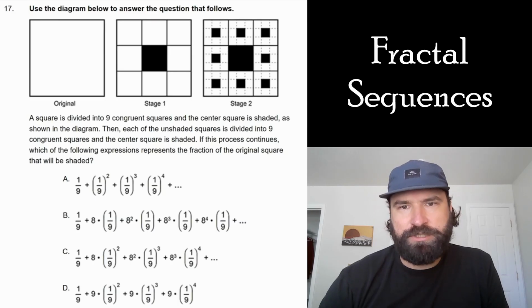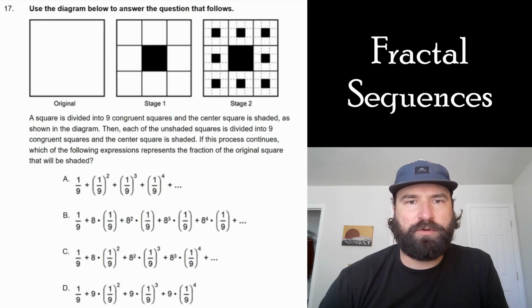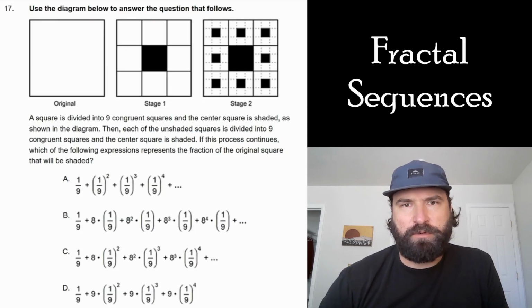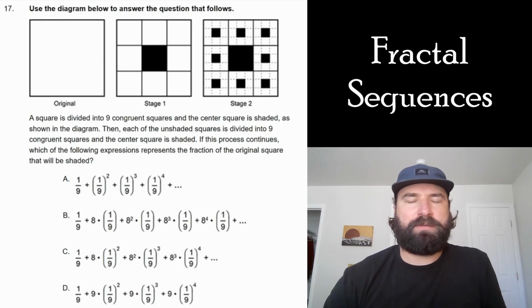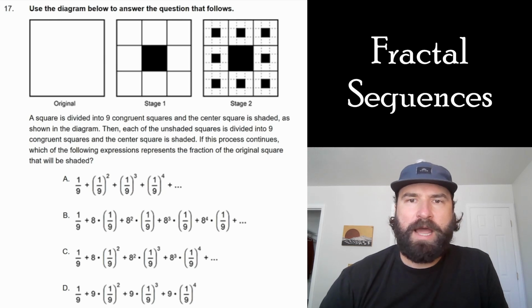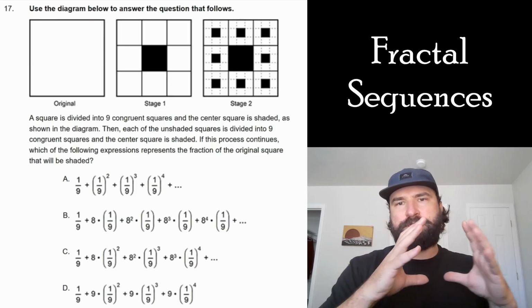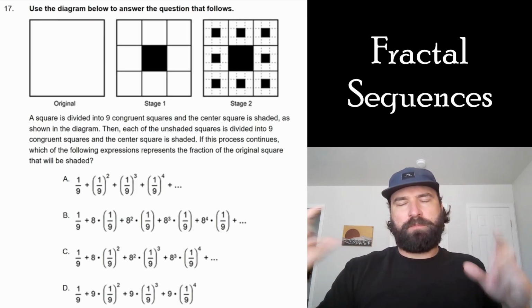Then, each of the unshaded squares is divided into 9 congruent squares, and the center square is shaded. If this process continues, which of the following expressions represents the fraction of the original square that will be shaded? So we've got something called a fractal sequence or a fractal pattern appearing here, where the same pattern that happened in stage 1 happens in smaller iterations as you move out from the center, right?